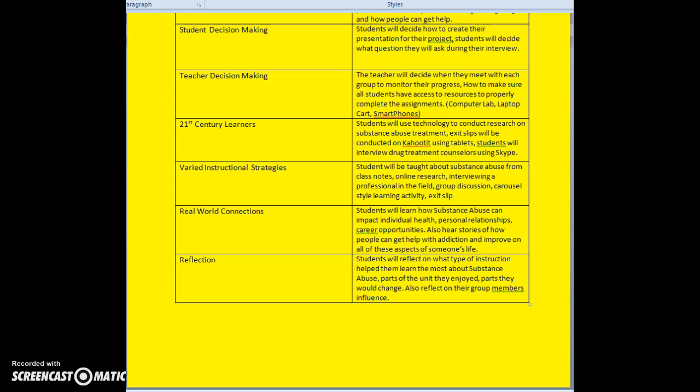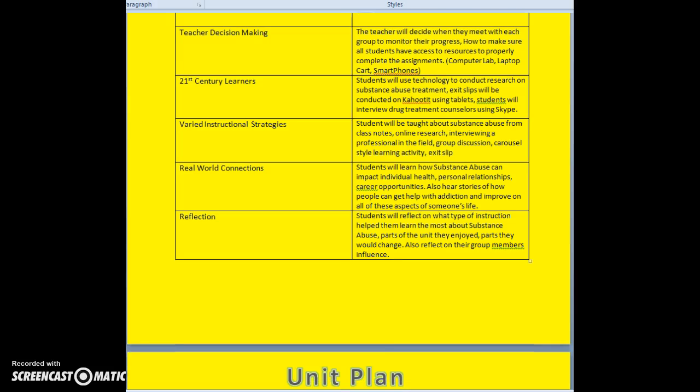Okay, deciding what type of technology is going to be used. In this unit, we're going to use the computer lab. There's laptop carts, and also students have the ability to use their smartphones if they have it. 21st century using technology to help incorporate learning, but also getting them ready to become college and career ready again. So including how to do a review using technology, and also using Skype, and how Skype is going to be used in professional fields along with the classroom.